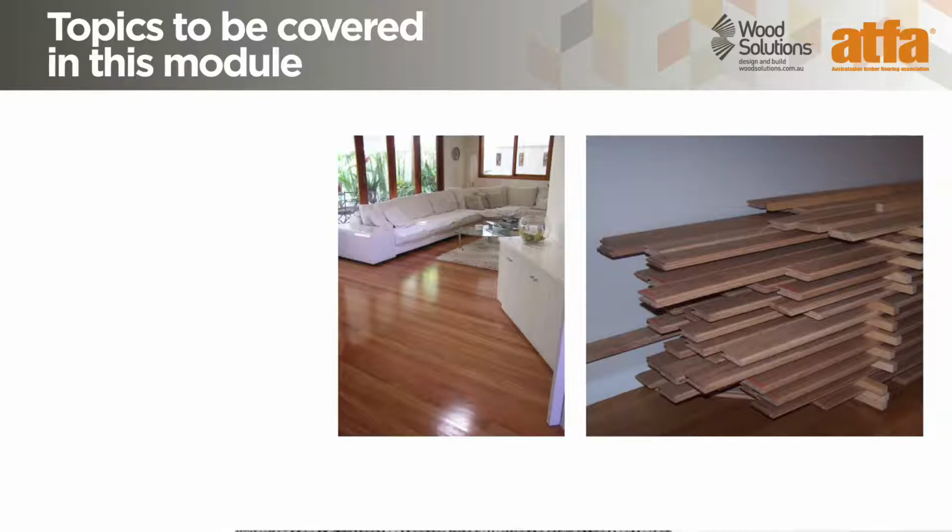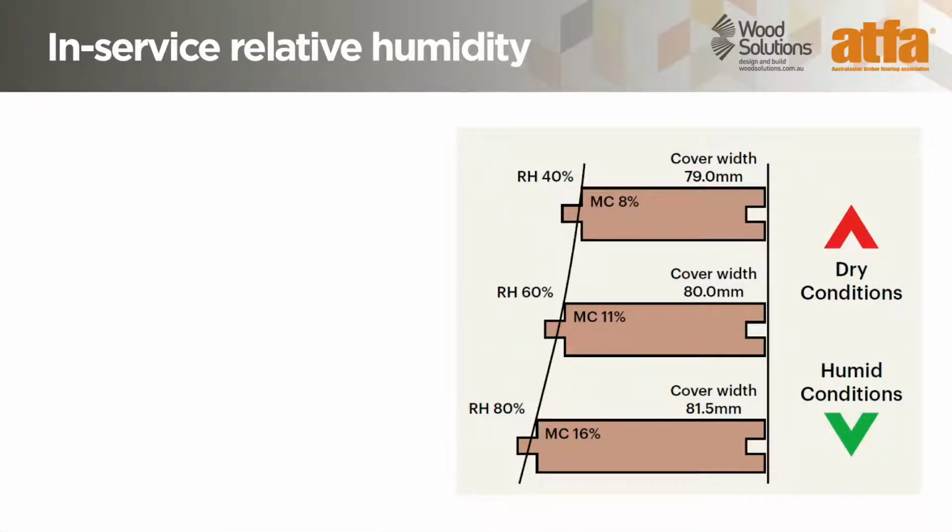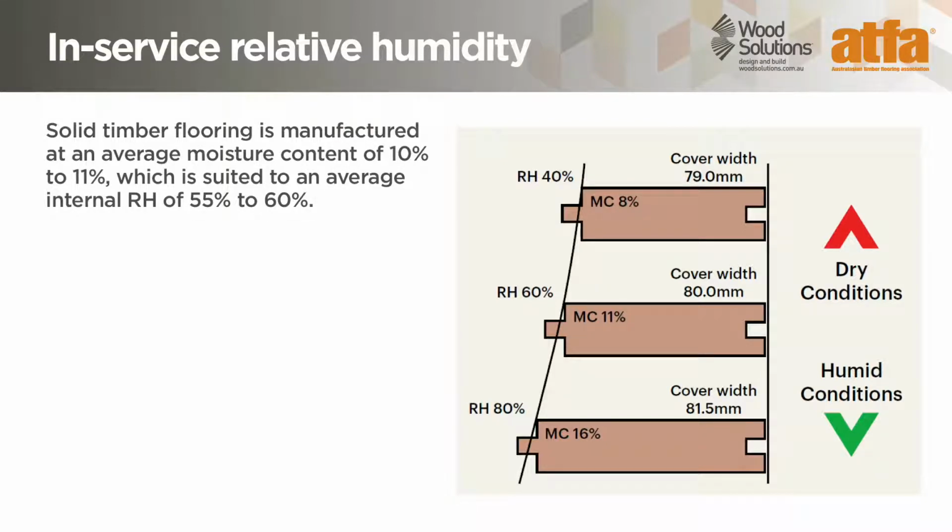Let's look at the specifics of acclimatisation: why it's done, what needs to be considered, and how it's done. Acclimatisation is also used for other products, including engineered laminate and bamboo, and we'll briefly discuss its meaning in this context. We need to understand the influence of relative humidity on solid timber flooring, which is generally manufactured at an average moisture content of 10% to 11%, which is suited to an average internal RH of 55% to 60%.